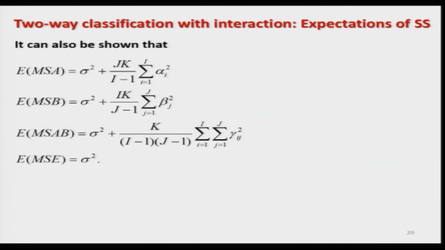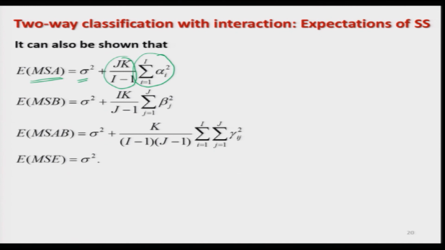So, now we try to find out the expectation of different types of mean squares. Well, we already have found such an expectation earlier. So, the approach is going to be exactly the same as what we have considered earlier. In case you try to solve them, you can find the expected value of mean square due to A, that is, the expected value of MSA is sigma square plus jk upon I minus 1 summation alpha i square.